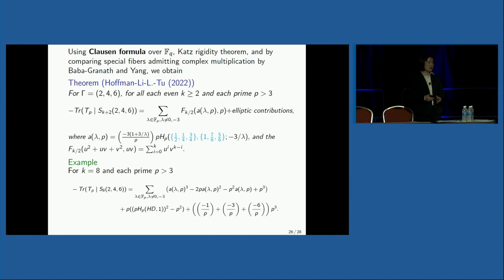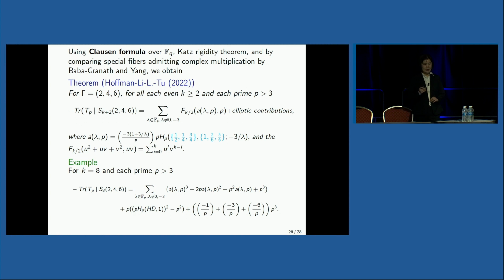And then we use Katz's rigidity theorem for l-adic sheaves, plus some information on the special fibers satisfying complex multiplication by two groups of papers, one by Barbara Granat, another one by Yifan Yang. So we are able to write down now also for 246. The forms are far more difficult to understand. There is no more q-expansion. Somehow we are still able to compute the Hecke operators using the character sums.